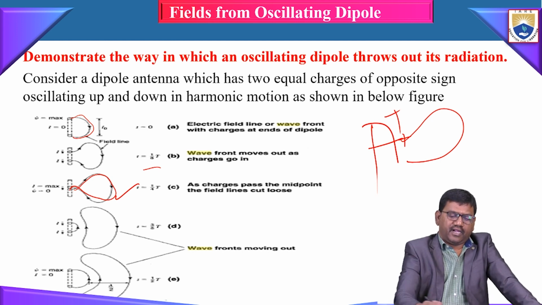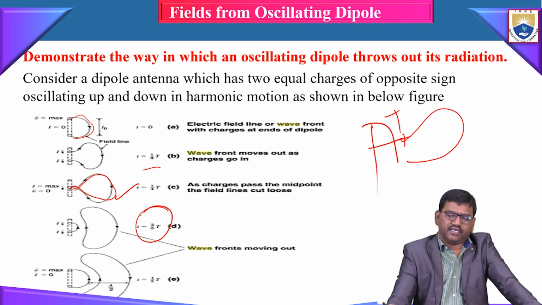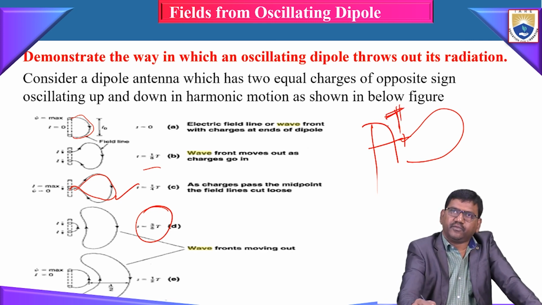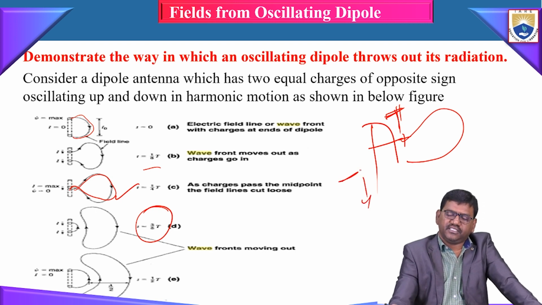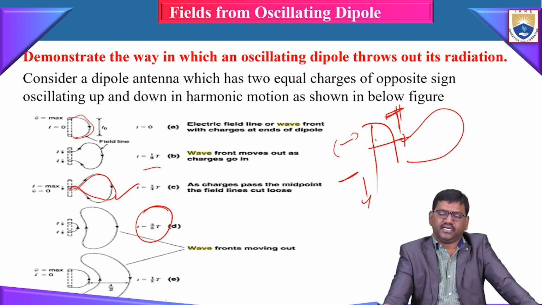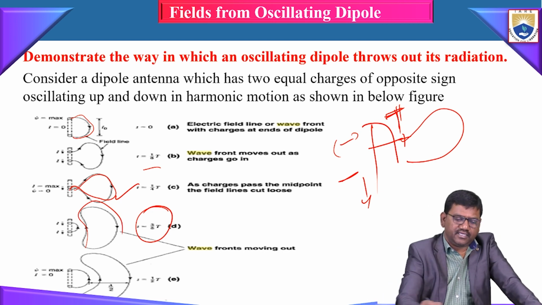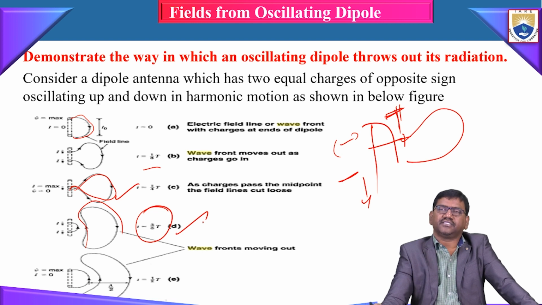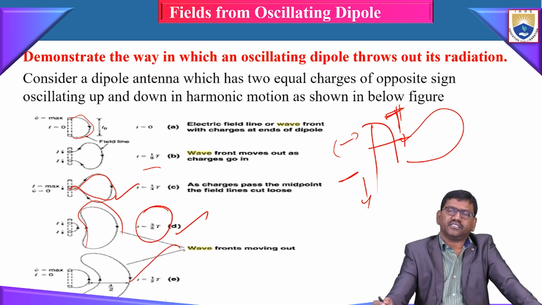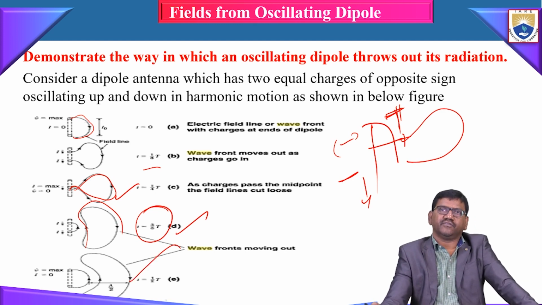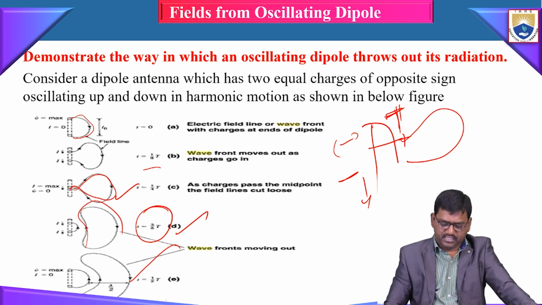So at time t is equal to 3 by 8 of t, the plus charge which is at one end point will move to the other end, and the negative charge which is at this end will move to the other end. Hence, one electromagnetic ray path will be detached from the conductor at 3 by 8 of t. So like this, as the speed of the charges or the oscillation of charges increases, more electromagnetic paths will be detached from the conductor and will escape into free space. This is how the radiation is thrown out from the oscillating dipole antenna.